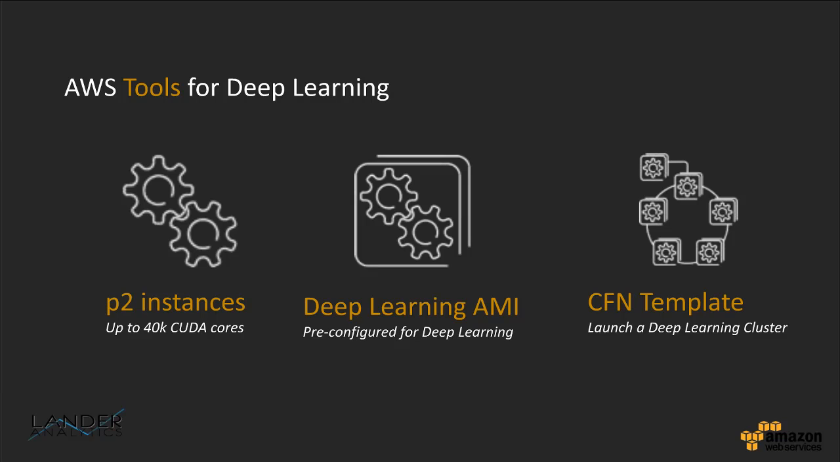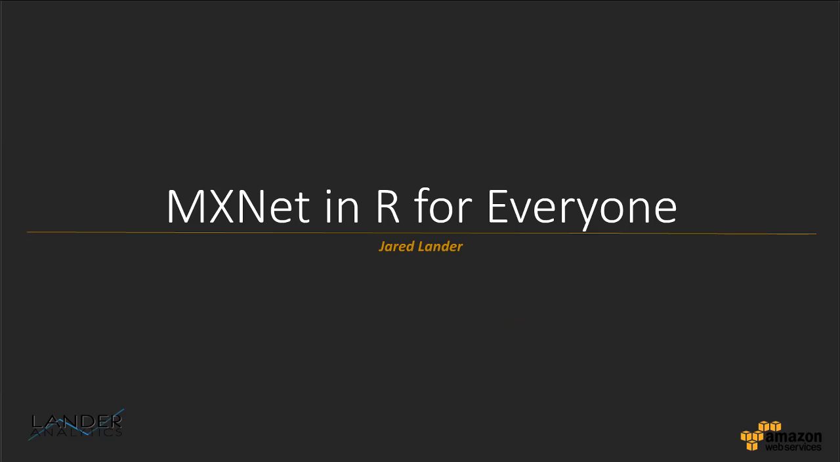So going forward, our tools for enabling people like you and myself to run deep learning models at scale in the cloud come in the form of P2 instances. Like I said earlier, up to 40,000 CUDA cores. A deep learning AMI that is a pre-packaged environment with all these popular deep learning frameworks that enable you to train and build models faster. And a CloudFormation template that enables you to launch a cluster of these deep learning AMIs together and get started faster. So I'll hand over to Jared to quickly introduce us to R and MXNet before we walk you through a sample code.